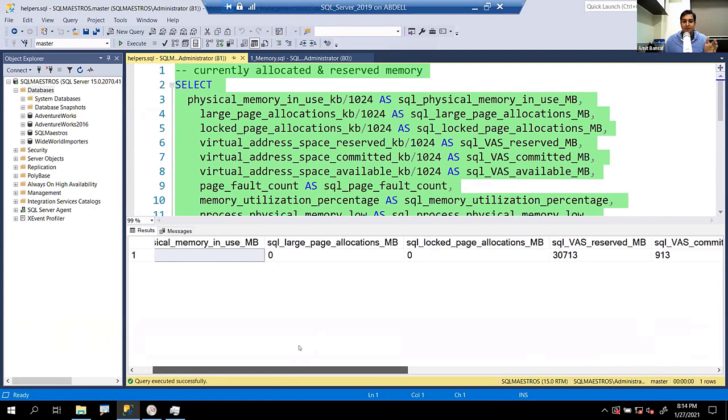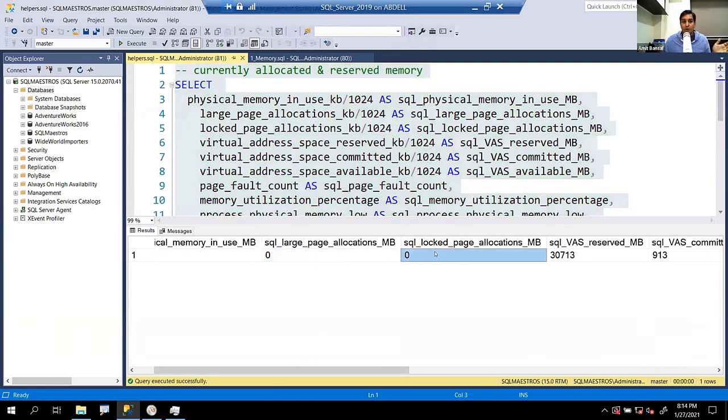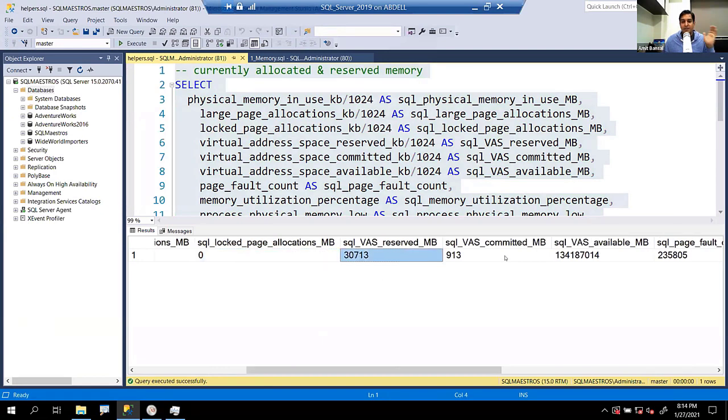Now, of course, I'm not using large page allocations or locked pages. This is just a vanilla installation of SQL Server, and there is VAS reserved and VAS committed. Understanding the virtual address space concept is beyond the scope of this session. That is really like Memory 101.